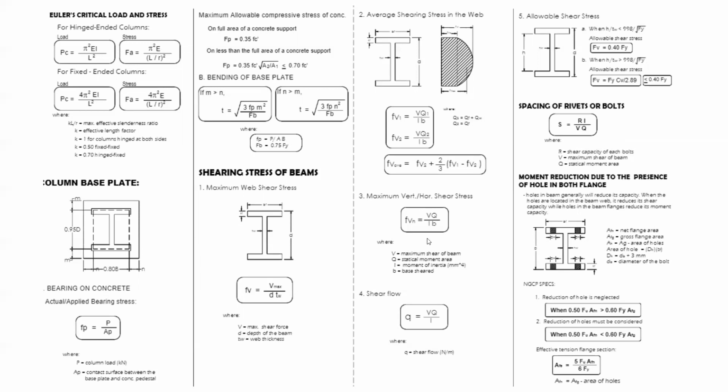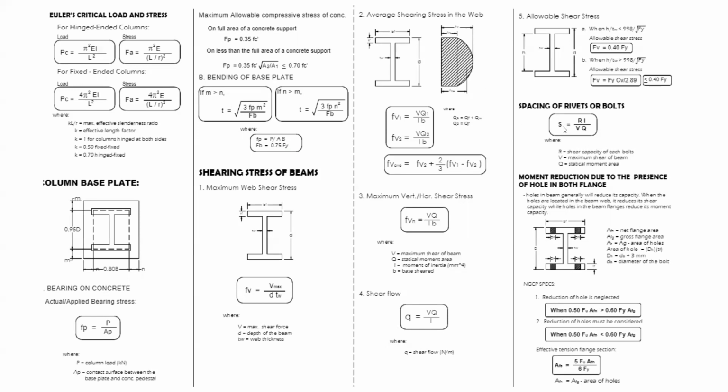And you'll have your maximum vertical shear, which is VQ over Ib. You have your shear flow, q is equal to VQ over I. And the allowable shear stress. So if h over tw is less than 998 over the square root of Fy, what we will use is 0.4 Fy. But if it's greater, we will use Fv is equal to Fy Cv over 2.89.